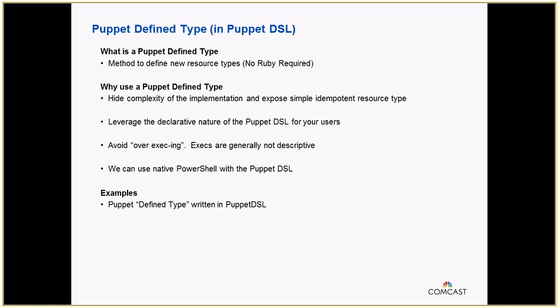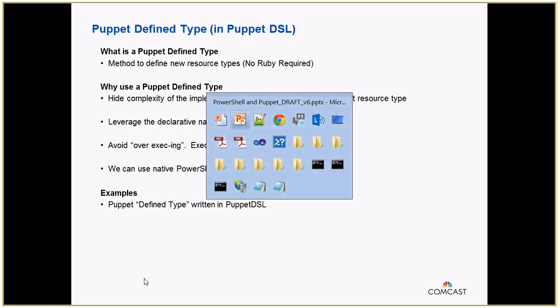But it can get us to a certain point where we can create a type and hide the complexity of a bunch of exec statements. And it can help you with the over-execing, what I call over-execing, right? Too many execs, it works, but it doesn't look that great, and you really can't see the structure of your configuration. And in this case, we can use native PowerShell. So I'll show you an example of a defined type written in the Puppet DSL.